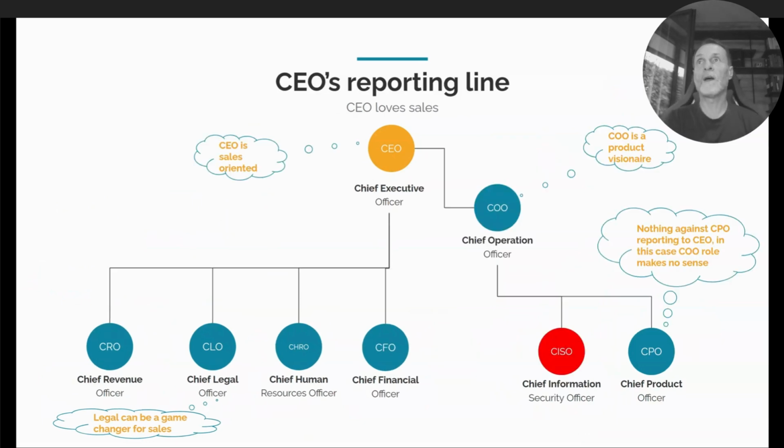The opposite, when the CEO has a sales oriented mindset, the sales organization reports to him, like CRO, CLO, CHRO, and CFO. HR in this case can go anywhere. It really depends on the style of the CEO, and the COO handles product. So the COO is a product visionary, but it's not written in stone that the CEO should stay there. Maybe it's only the product person that stays there, reporting directly to the CEO.